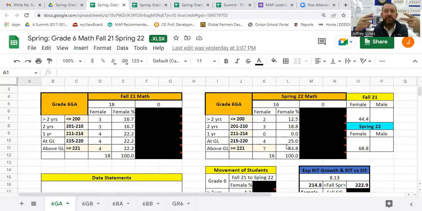Again, we're going to be looking at students that are 2 or more years below, and we're going to be looking at the students that are at or above. I think that makes sense.